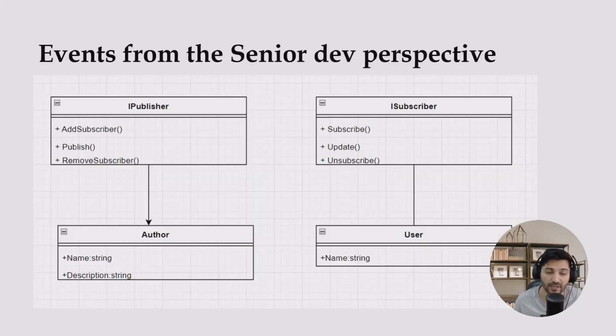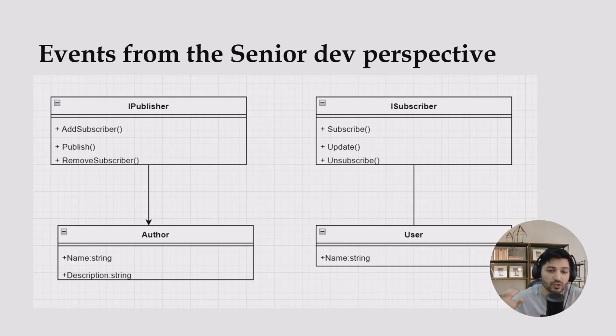This is our practical diagram. We are going to use IPublisher and ISubscriber interfaces to keep things simple. I removed all the signature elements like return types and accepted arguments from this diagram, and we have only the methods like add subscriber, remove subscriber, and publish, etc. We have an author and we have a user in general. Author is our publisher and user is our subscriber.